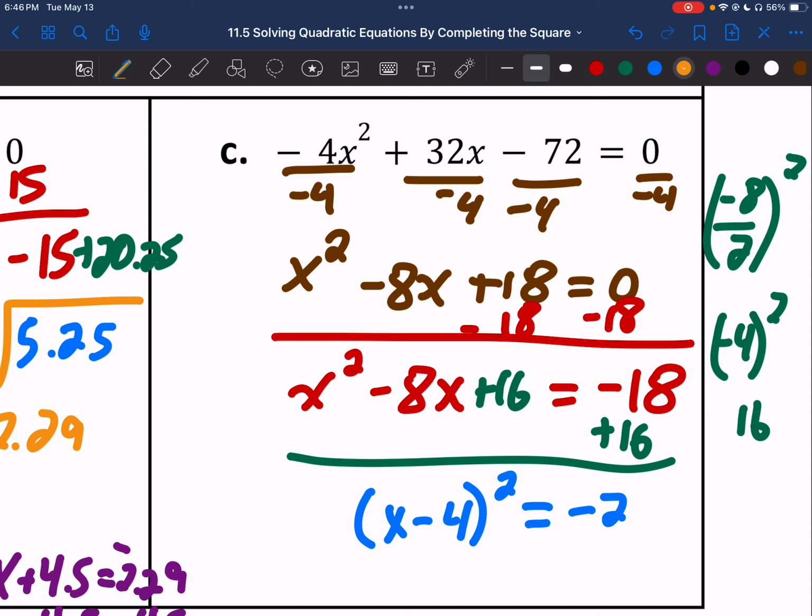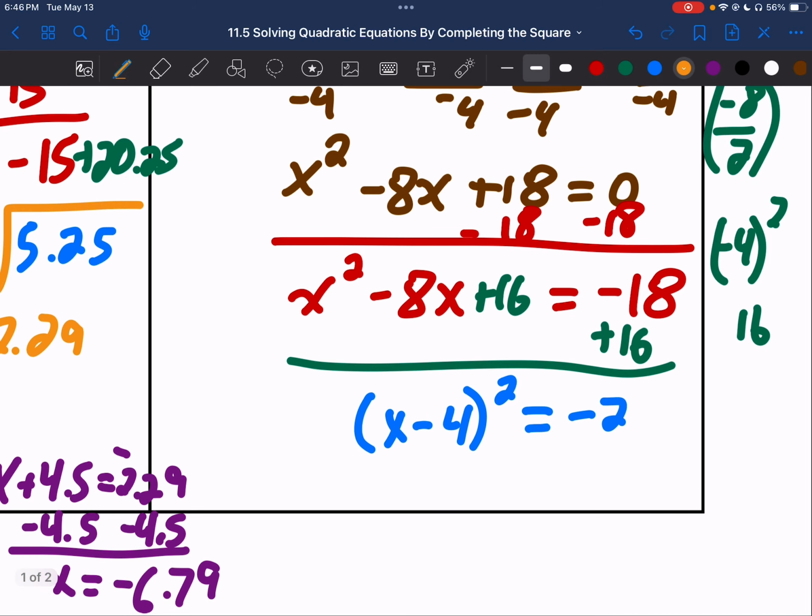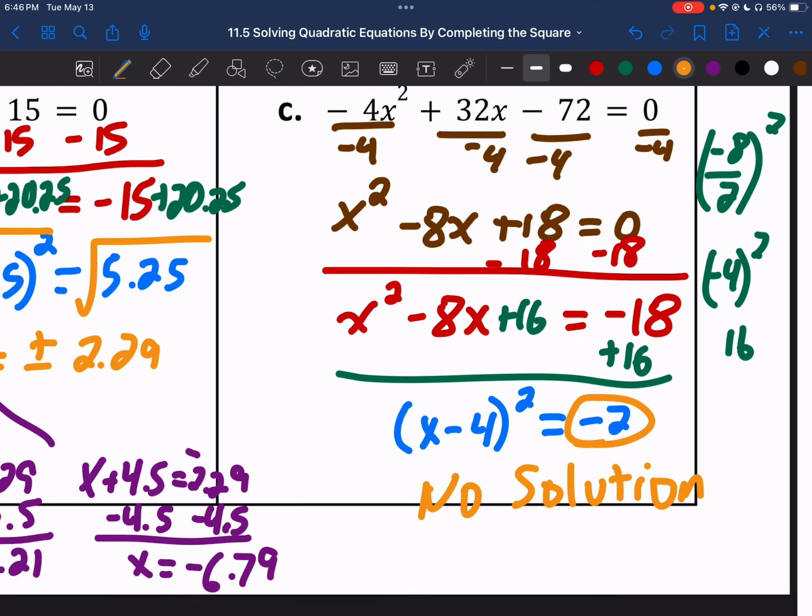Now, when we go to take this square root, can I take this square root? The answer is no, because you can't take the square root of a negative number. So this is no solution, which is possible. There are no solutions.